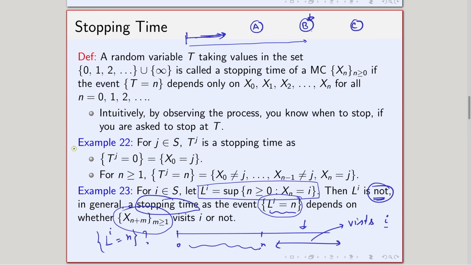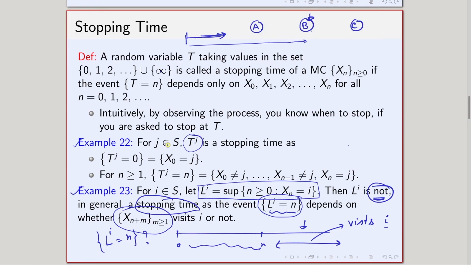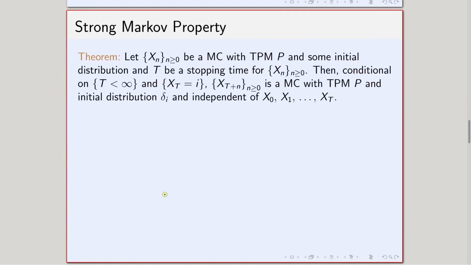And now again revisit these two examples. In the first case, given the information up to n, I can tell whether Tj equals n has occurred or not. So that was the first example, this Tj is a stopping time. But in the next example, Li is not a stopping time, because given the information up to n, I cannot tell whether Li equals n has occurred or not. So with that idea of stopping time, let us now see what the strong Markov property is.